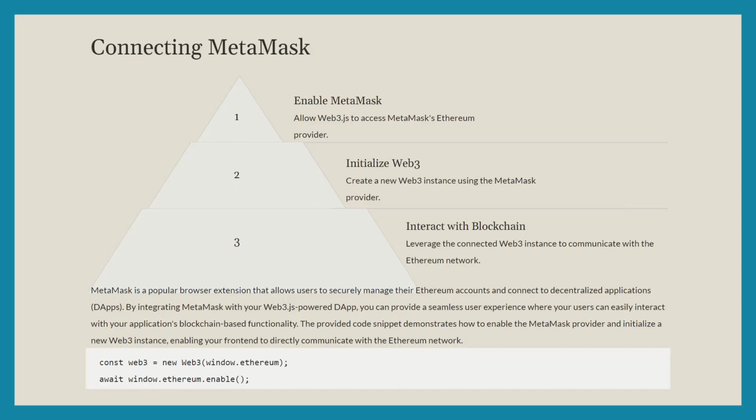So we already know what MetaMask is, right? It's a popular browser extension that allows users to securely manage their Ethereum accounts and connect to dApps. Right. So the steps to do this: first we enable MetaMask, so we allow Web3.js to access MetaMask's Ethereum provider. Then we initialize Web3. We create a new Web3 instance using the MetaMask provider. Then to interact with the blockchain, we leverage the connected provider to communicate with the Ethereum network.